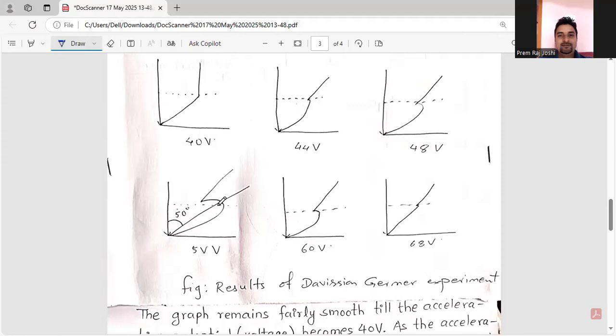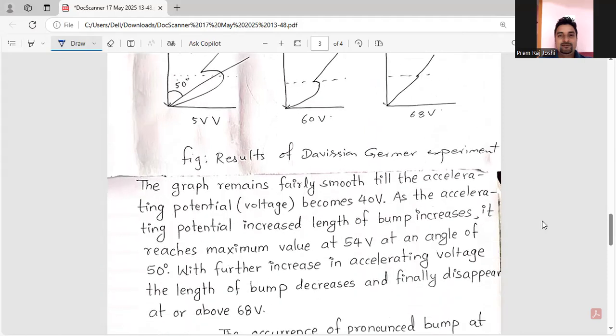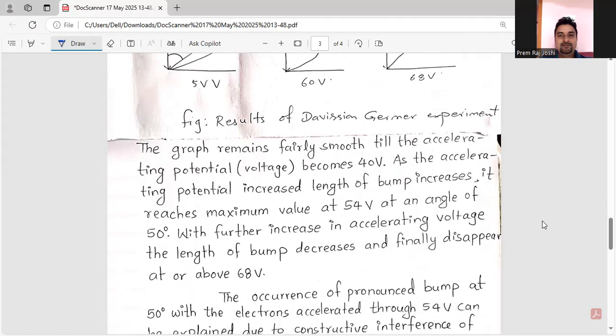So what is the cause of this? The high bump or spur is due to constructive interference occurring from the different planes of the crystal. These are the results. The graph remains fairly smooth until the accelerating voltage reaches 40 volt. Up to 40 volt, the graph is quite simple.